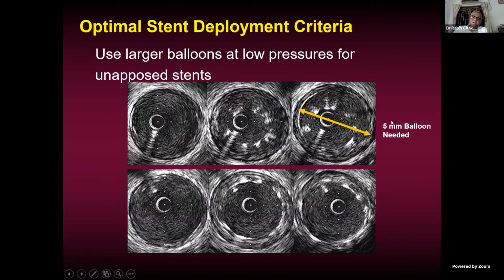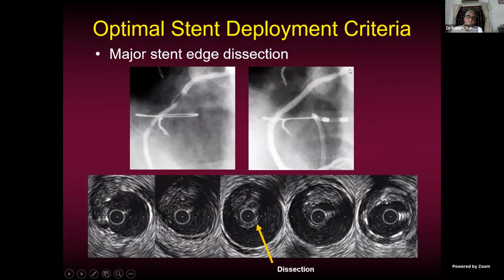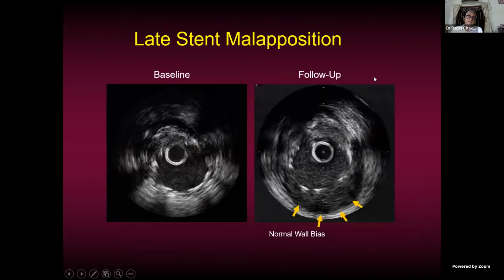We have to follow that. 5 mm balloon needed. Then we know what is the optimum balloon size to be taken up for adequate apposition and adequate stent expansion. So very useful. If you have a minor edge stent dissection, that also can be taken care of with the help of IVUS, and then you put on more stent. Late stent malapposition can also be identified by IVUS.